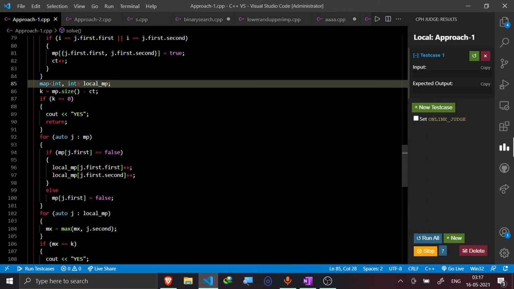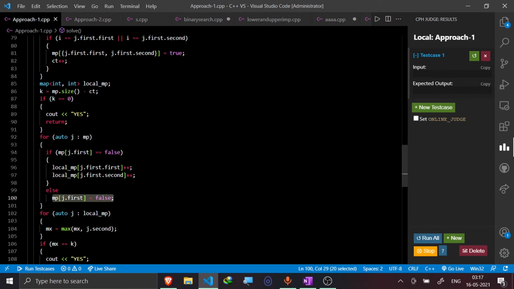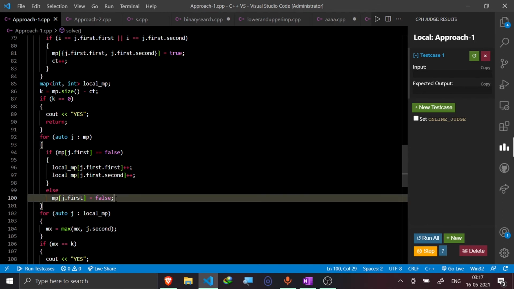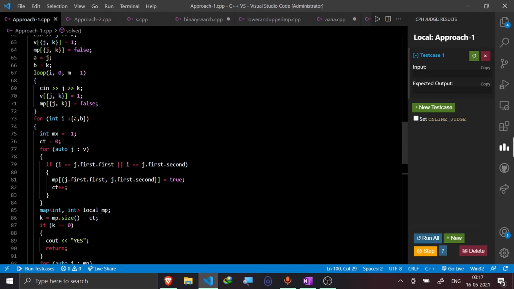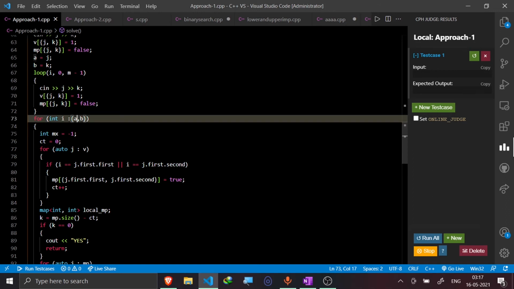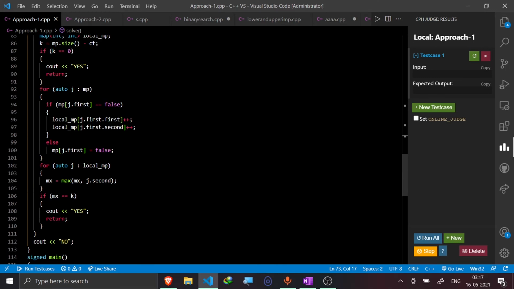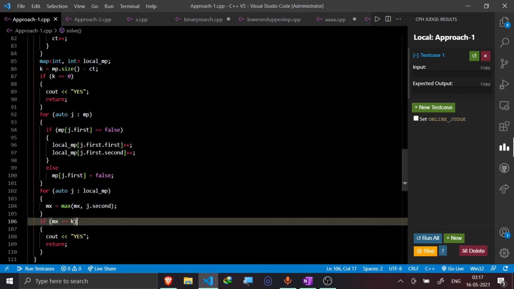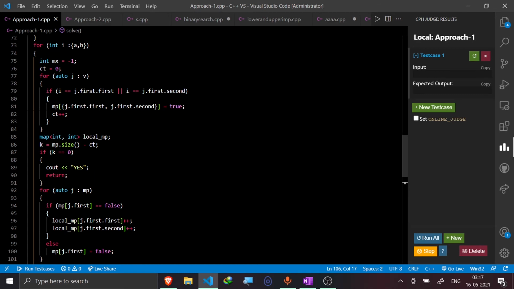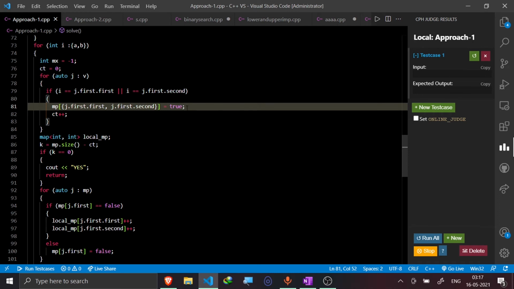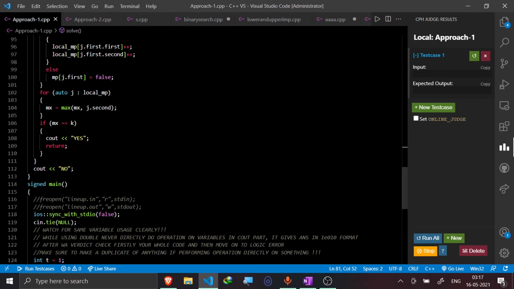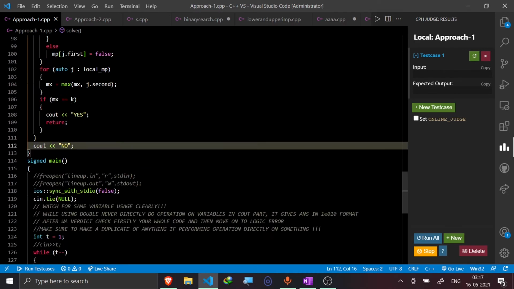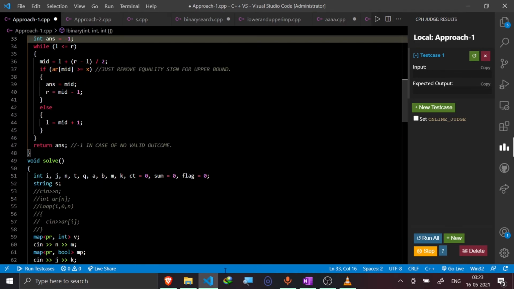in this local map by making a frequency array, and those elements which are initially true, I have to make them false also, as after this initial loop of i equal to A would be executed, the next loop would contain i equal to B. So for that I have to make all values initially false, and then I would be taking the maximum. If the maximum is equal to this k, and this k is actually the size of the map minus the count variable of how many pairs exist that contain at least one of the x, then see out yes, otherwise no. So this was not that difficult intuition wise, but implementation wise it could be a bit difficult.